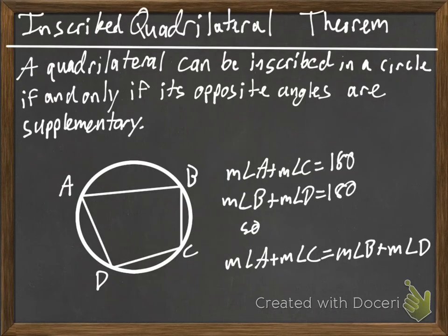And our last theorem is the inscribed quadrilateral theorem. It says a quadrilateral can be inscribed in a circle if and only if its opposite angles are supplementary. So we need those opposite angles to add up to 180.